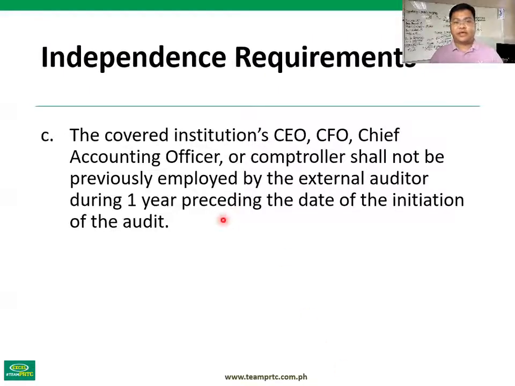Okay, so this is to avoid what we call self-review threat. Okay, so meaning to say, if the auditor has served the bank in this capacity in the 1 year preceding of the engagement, so he or she is not allowed to audit that particular banking institution. Okay. So those are some of the unique independence requirements when it comes to audit of banking institution.